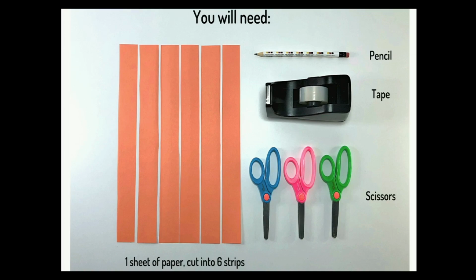This program is Geometric Transformations, and it's a hands-on math program. Let me show you the supplies you're going to need. All you're going to need for this program is a pair of scissors, some clear tape, a pencil, and then you're going to need, for right now, just one sheet of paper. And we're going to cut it into strips in just a little bit.